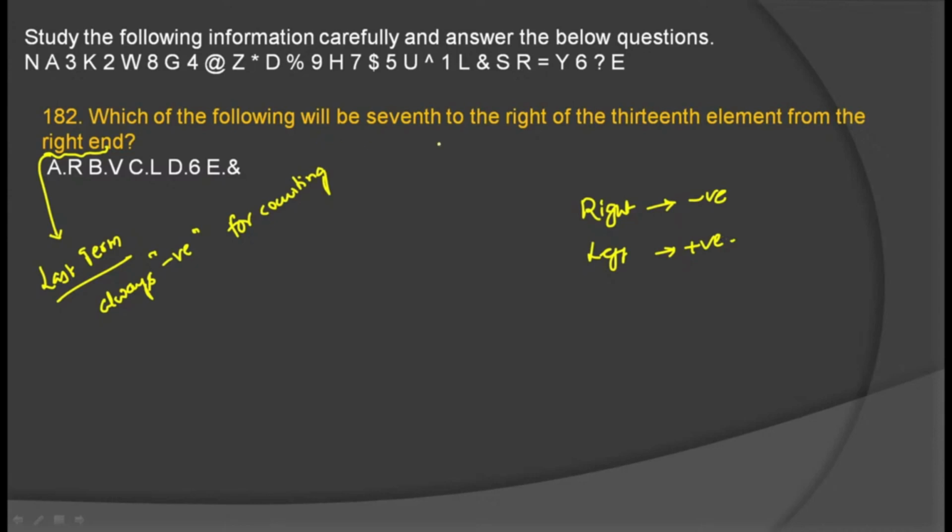Now, see guys. First you just check it out. The 13th element. First you just consider the 13th element. Now we want to identify that seventh to the right. Right is always the negative. Seventh to the right means it's a -7.